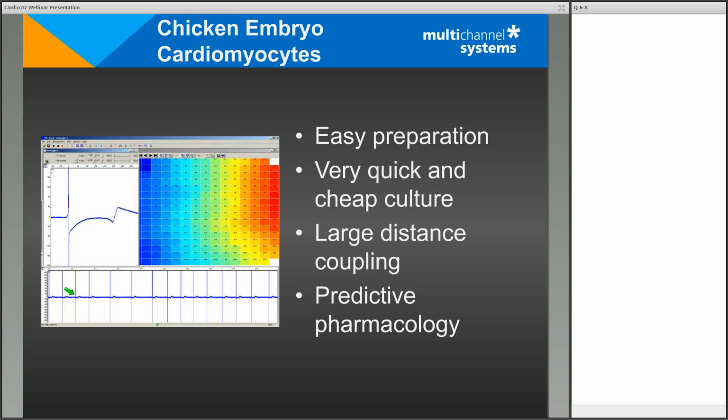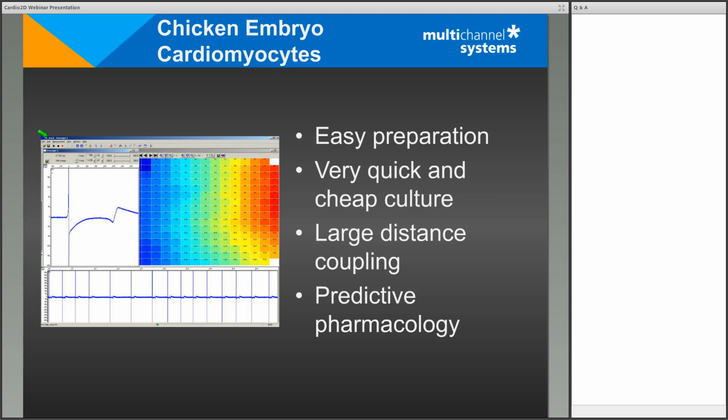Before I come to the Cardio2D software, I would like to show you a screenshot that was done with our classical MCREC software. What you see here is a recording from chicken embryo cardiomyocytes. They are very easy to prepare, very cheap culture, couple over long distances, and we used them for a long time, also for pharmacology testing.